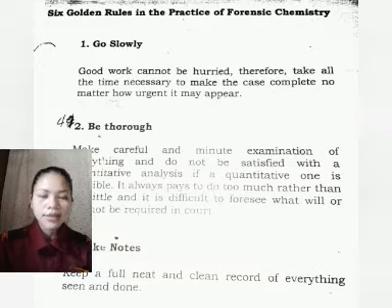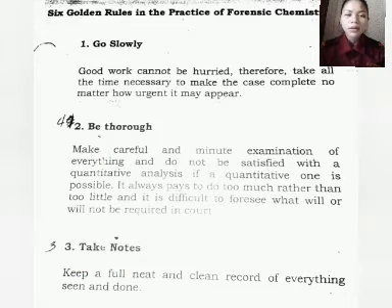And then next, let's proceed to the 6 golden rules and practice of forensic chemistry. So there are 6 golden rules. If we say golden rule, this is very important. This is the very important rule in the practice of forensic chemistry. So first is go slowly.